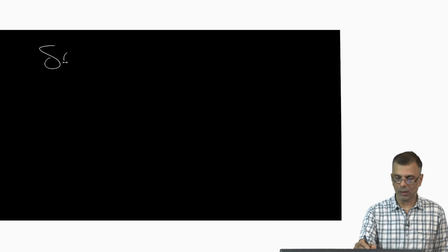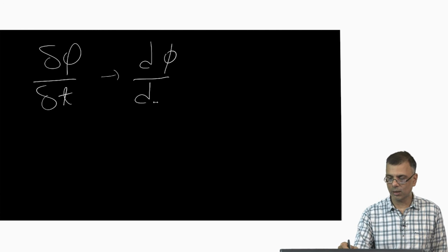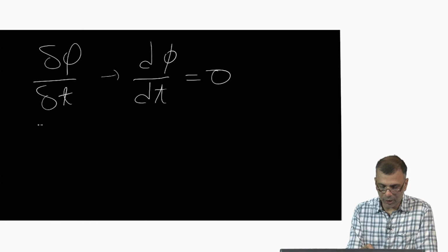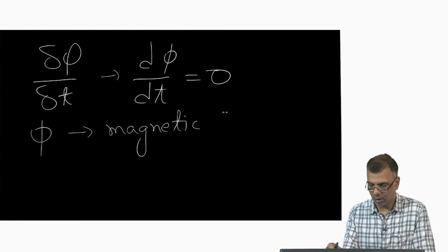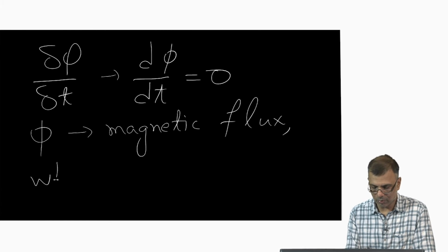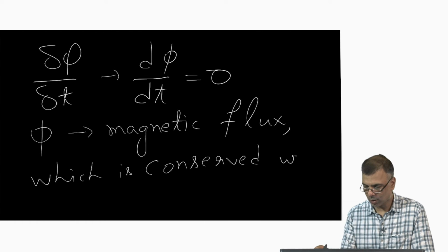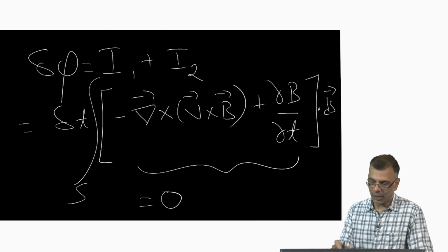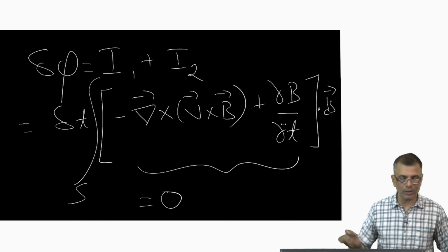In other words, what we are saying here is that delta phi over delta t, which in the limit goes to d phi dt, is equal to 0, and this is what we were out to prove. So phi is the magnetic flux, which is conserved with time, and this is a direct consequence of the induction equation. This is a direct consequence of the fact that the integrand here is equal to 0. In other words, this is the induction equation and this is the integrand and it is equal to 0. So there is no choice, the magnetic flux has no choice, it has to be conserved.